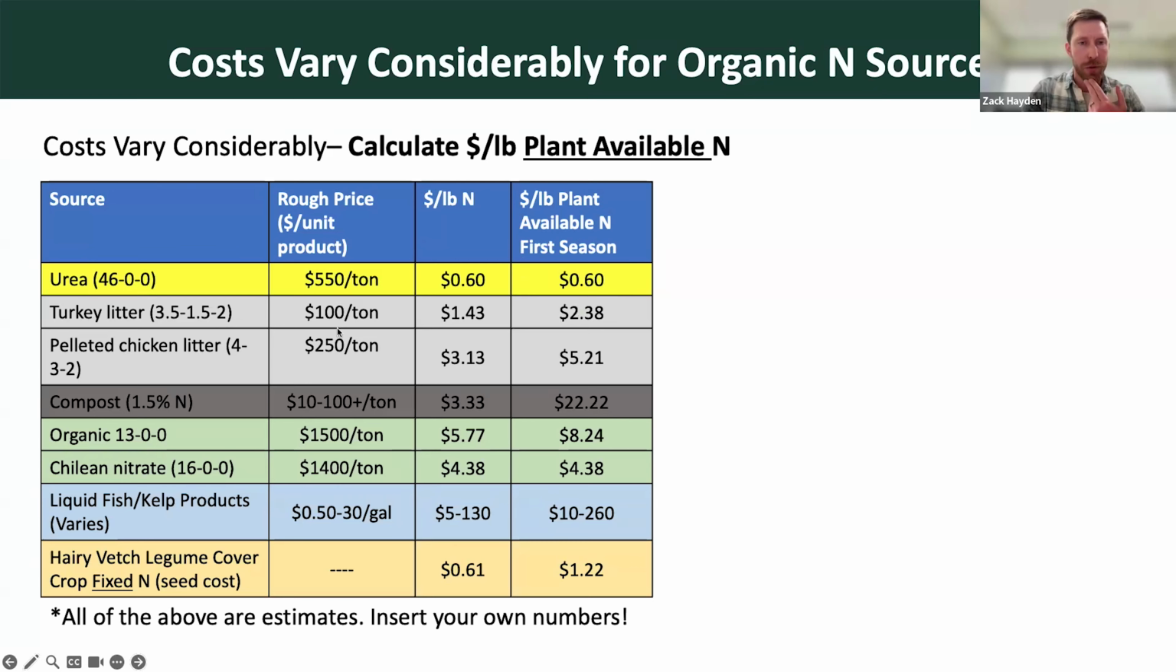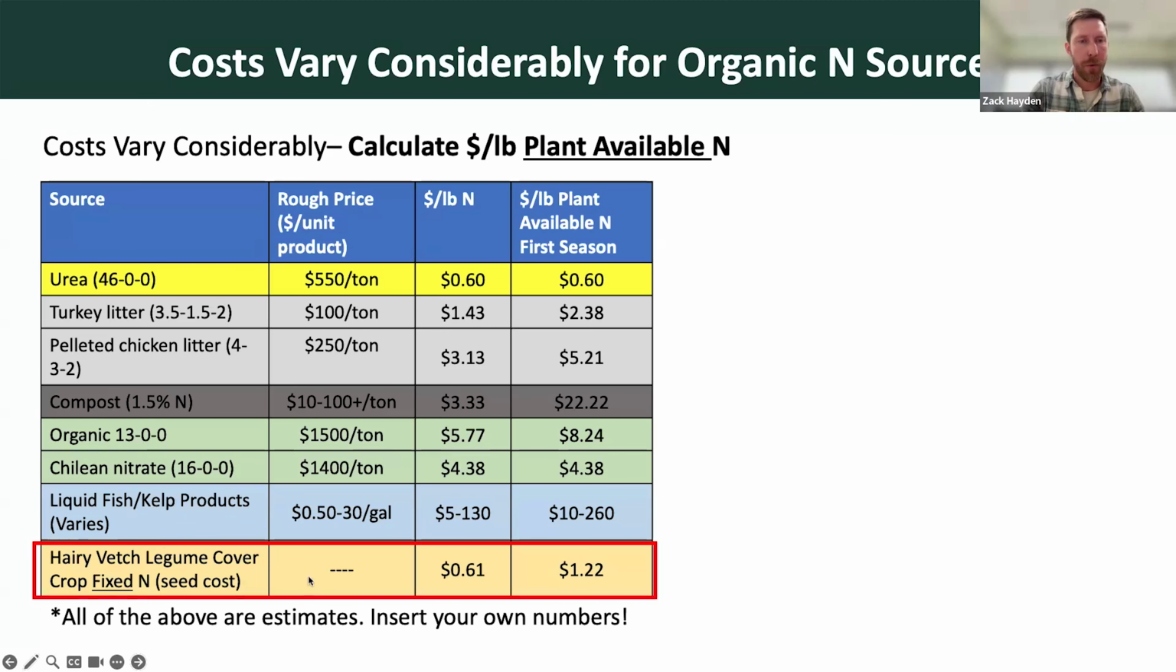Turkey litter and poultry manures are one of our dominant sources for larger scale organic production in Michigan. You might come in around $2 or so per pound of nitrogen, but it's still a very inexpensive source for organics. Then we move up and get more expensive, especially as we get to some of the liquid fish or liquid kelp products. Some are competitive, some are extremely expensive when you actually do the math.